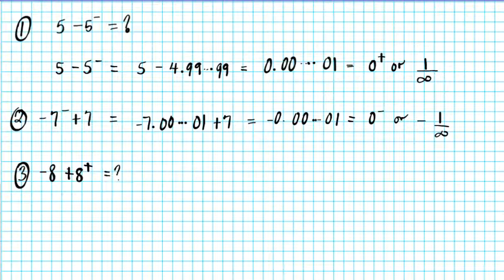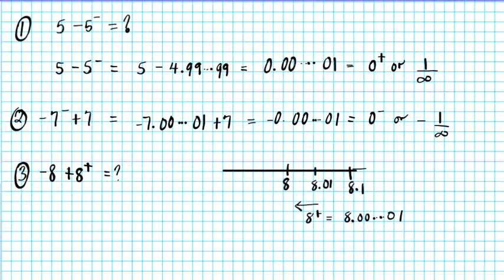So on the number line, 8, this is 8 right here. And then to the right of 8, you have 8.01, you have 8.1, and it goes on and on. Okay? So when you're approaching 8 from the right, it's as though it's basically 8.00, infinite number of zeros, 0, 1, when you're approaching 8 from the right side.